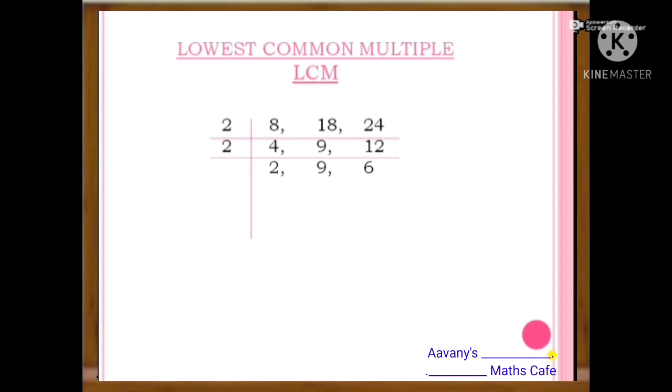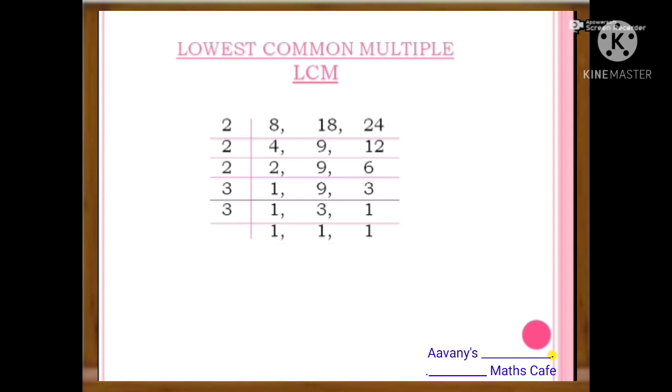Here again 2 is coming, so once again let's divide by 2. So we'll get 1, 9 and 3. Now here there is no even number, so let's go for the next prime number, that is 3, and we'll get 1, 1 as it is. 9 will become 3, 3 will become 1. Again let's divide by 3 and we'll get everything 1.